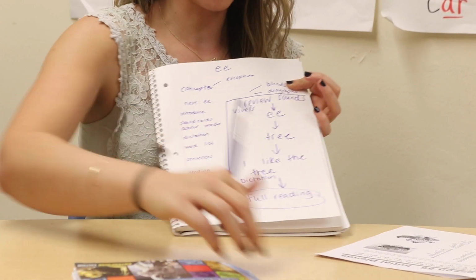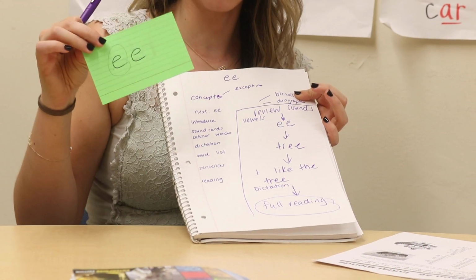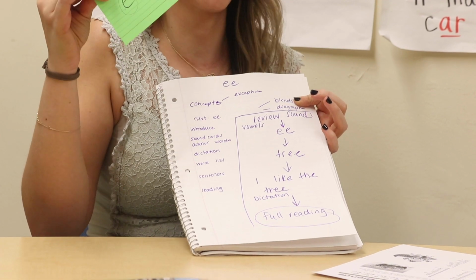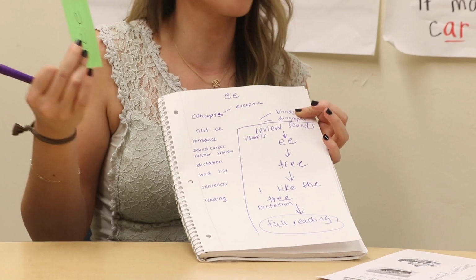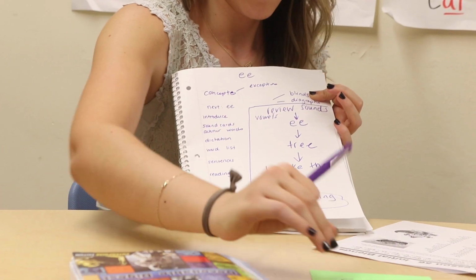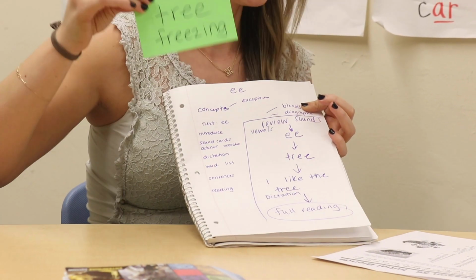Introduce your concept, be very blatant with it, put it on a flashcard, tell them what sound it makes. Don't have them guess, like what do you think it makes, or where do you think this comes from? There's no point. You just want them to learn how to read. Just give it to them. Then give them your anchor words.